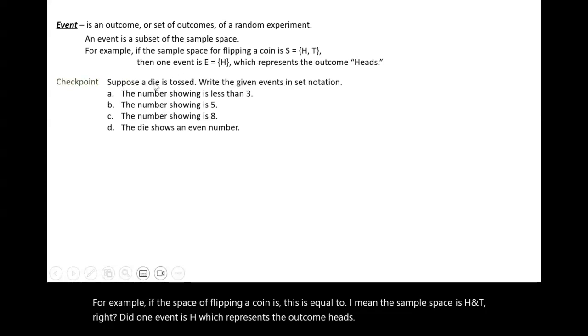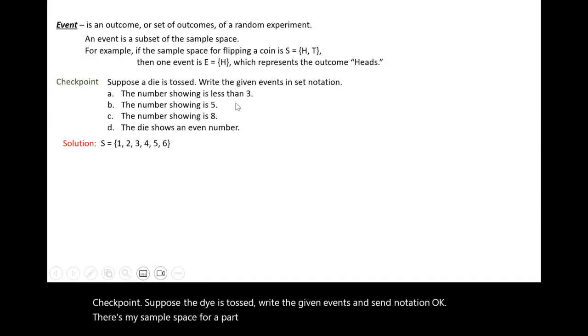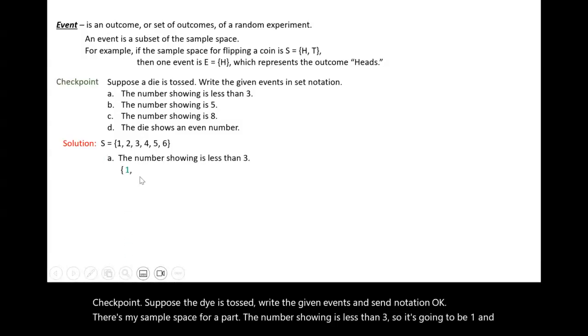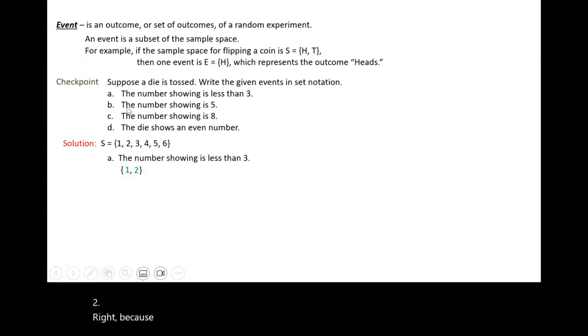Checkpoint. Suppose a die is tossed. Write the given events in set notation. There's my sample space. For part A, the number showing is less than 3. So it's going to be 1 and 2, right? Because it's less than 3.